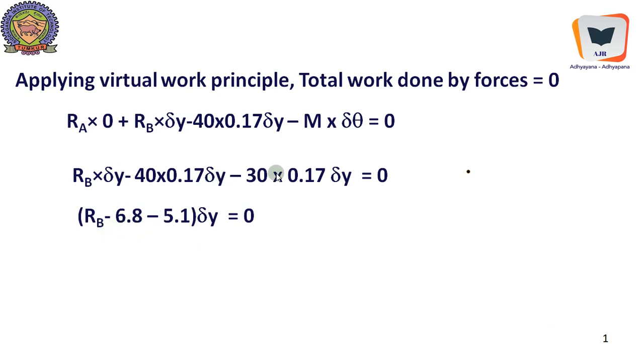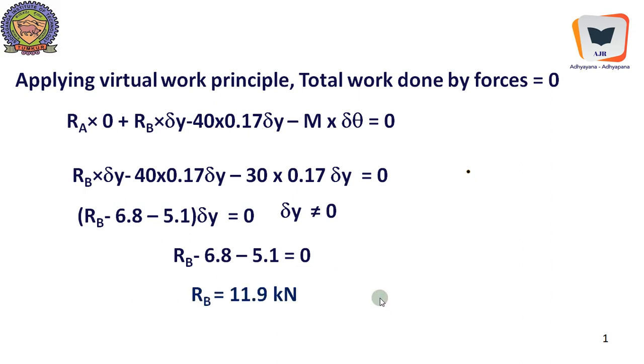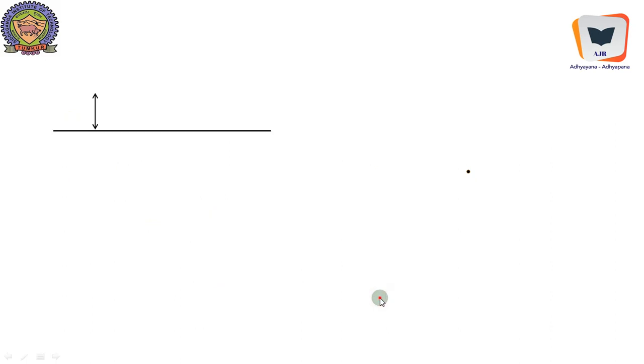RB minus 6.8, the simplified values of this thing, and this is the simplified value of 30 into 0.17 into del y equals 0. Del y cannot be equal to 0, therefore RB minus 6.8 minus 5.1 equals 0. Therefore we will get RB equal to 11.9 kilonewton.